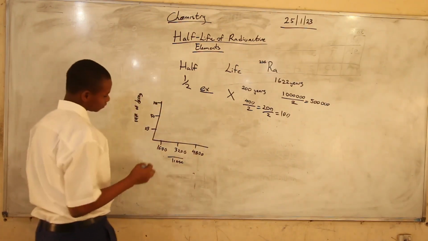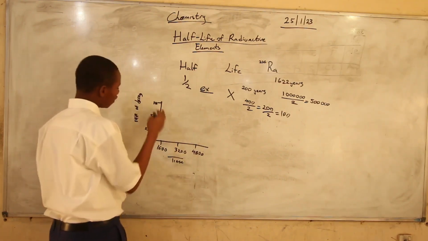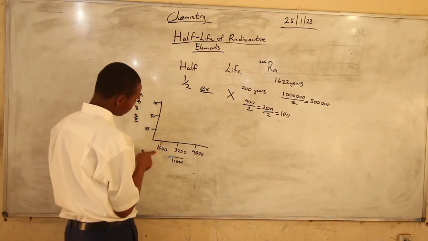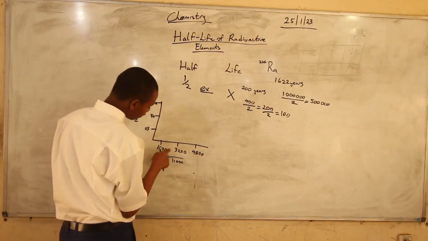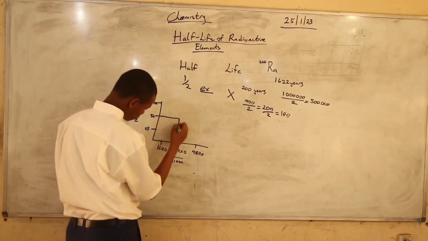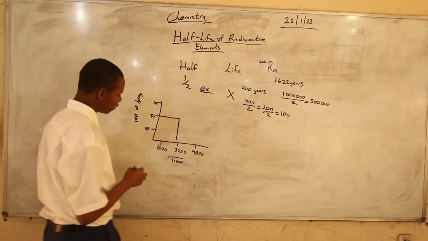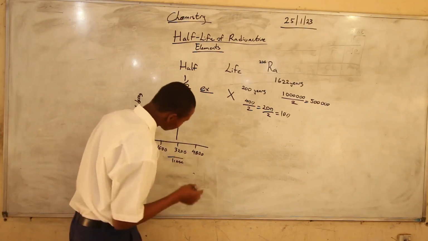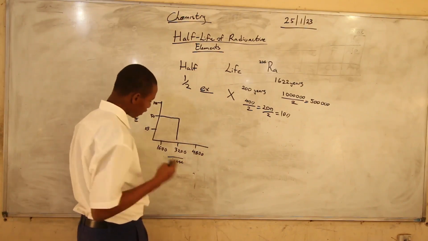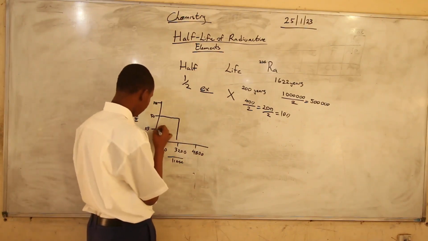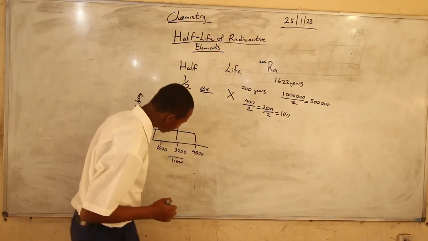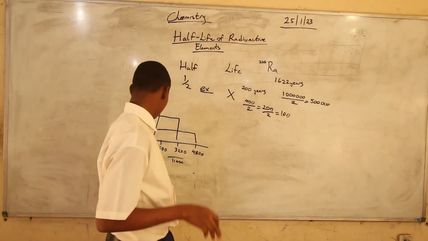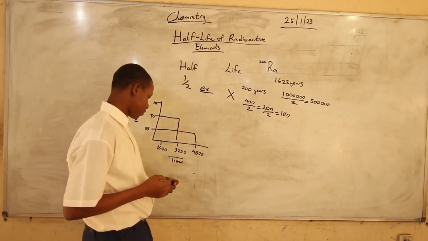Now, for example, if you have 100 undecayed atoms, in 1,600 years, in 3,200 years, it will be 50 atoms remaining because it will be divided by 2. And in the next 1,600 years, it will divide itself by 2 again, so only 25 atoms will remain at the end of 4,600 years, and it will continue like that till it remains 0. Thank you.